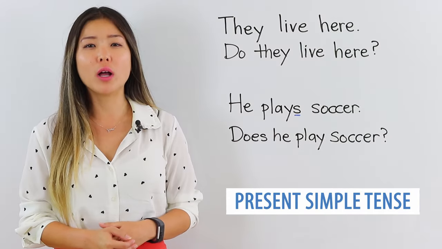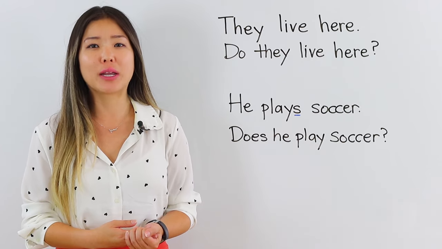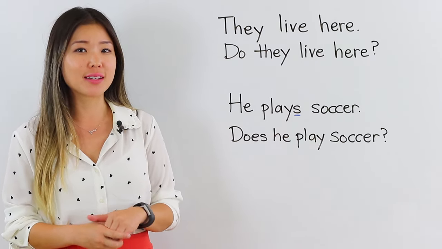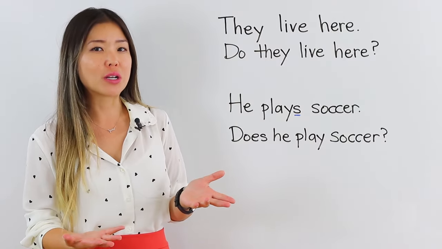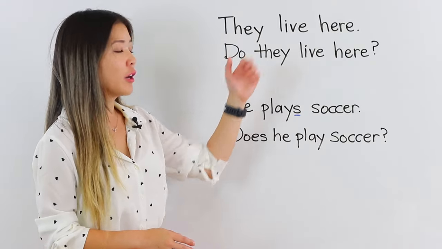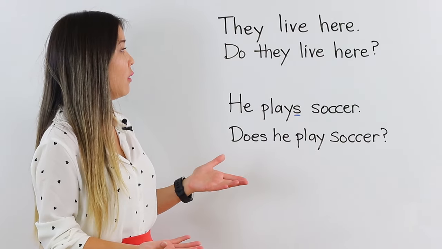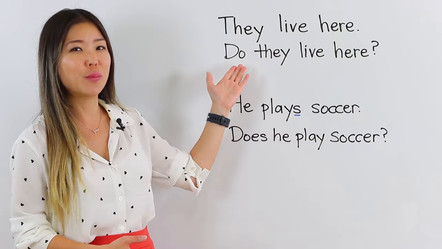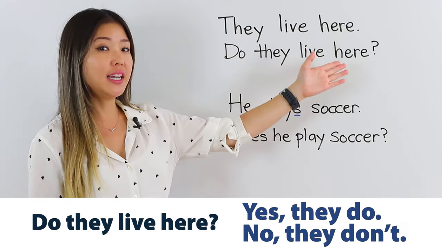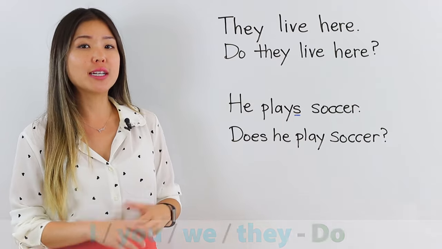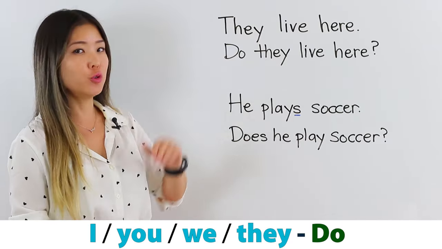Now I'll talk about one possible question form for the present simple tense, and that is by using do or does. So let's look at the example. They live here. That's not a question, right? They live here. In order to turn it into a question, it's really simple. All I have to do is add do to the beginning and add a question mark at the end. Do they live here?